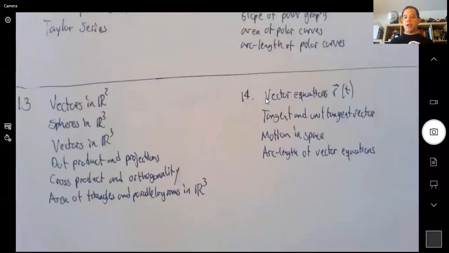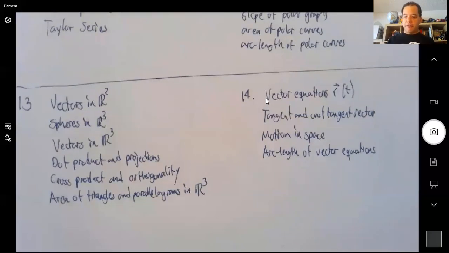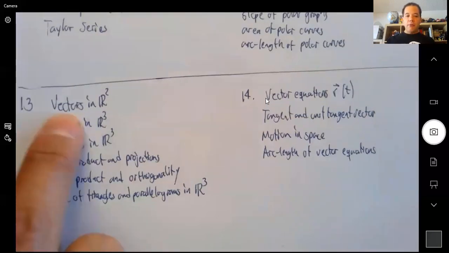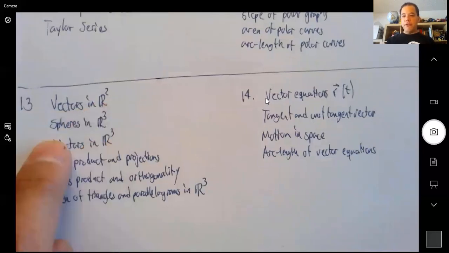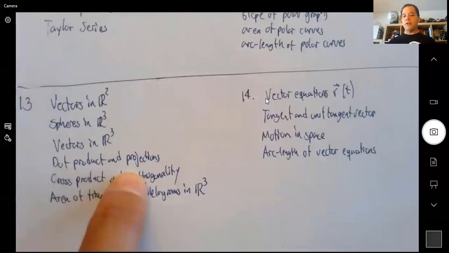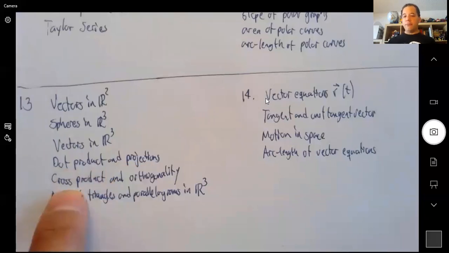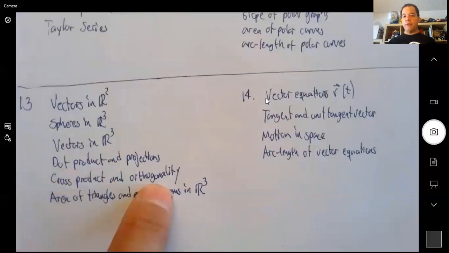And then the last two chapters, the ones we just covered in our previous exam. So we learned about vectors, both in the plane and in space. We learned about how to do spheres in three-dimensional space. We learned about the dot product and how you can use it to get the angle between vectors and projections. We learned about the cross product and how you can use it to find a vector that is orthogonal, and that means perpendicular, to two others, and how it can also be used to figure out the areas of triangles or parallelograms in three-dimensional space.